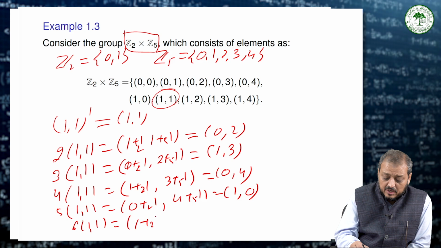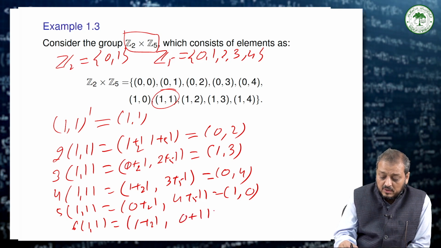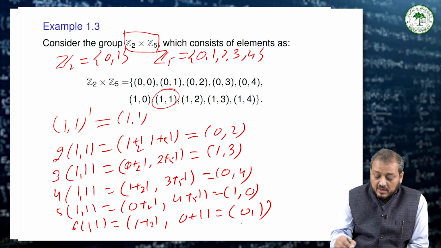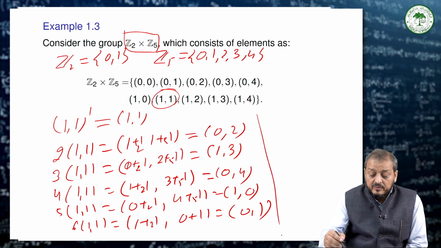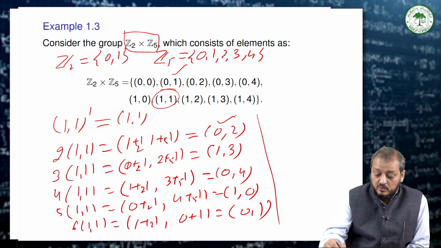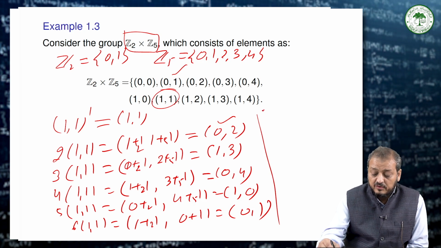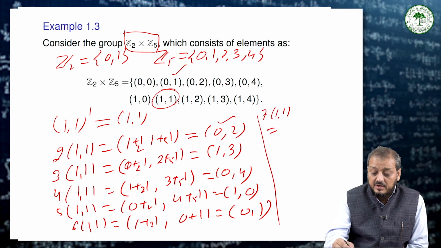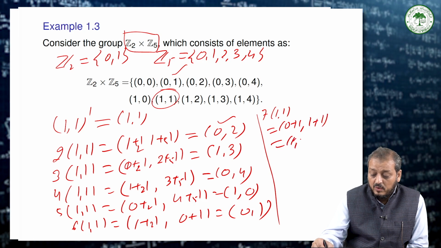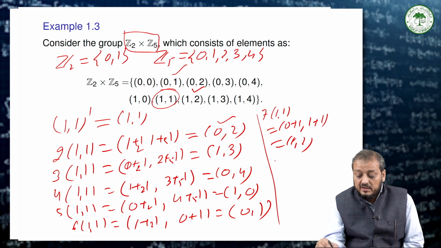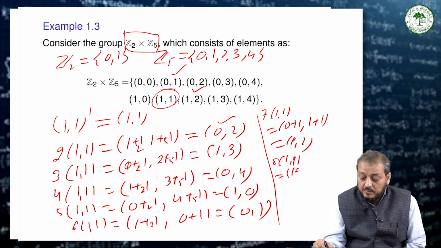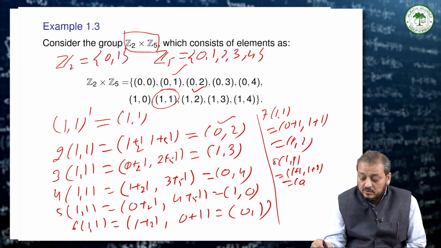Then 6 times (1, 1): we have 1 addition modulo 2 1 and 0 plus 1, so clearly again we get 0 and 1, that is (0, 1). All the elements are appearing here. Now 7 times (1, 1) can be written as 0 plus 1 and then 1 plus 1, so we get (1, 2), which is here. Then 8 times (1, 1) is 1 plus 1 comma 1 plus 2, which is (0, 3), and (0, 3) is also here.